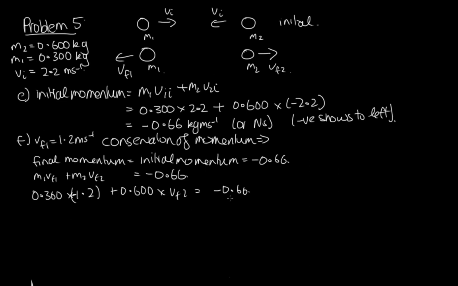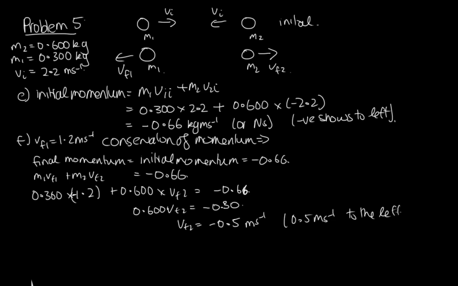So moving this one over to this side, we've got 0.600 vf2 is equal to minus 0.300, and so vf2 is equal to minus 0.5 meters per second, which is 0.5 meters per second to the left because of that negative sign.